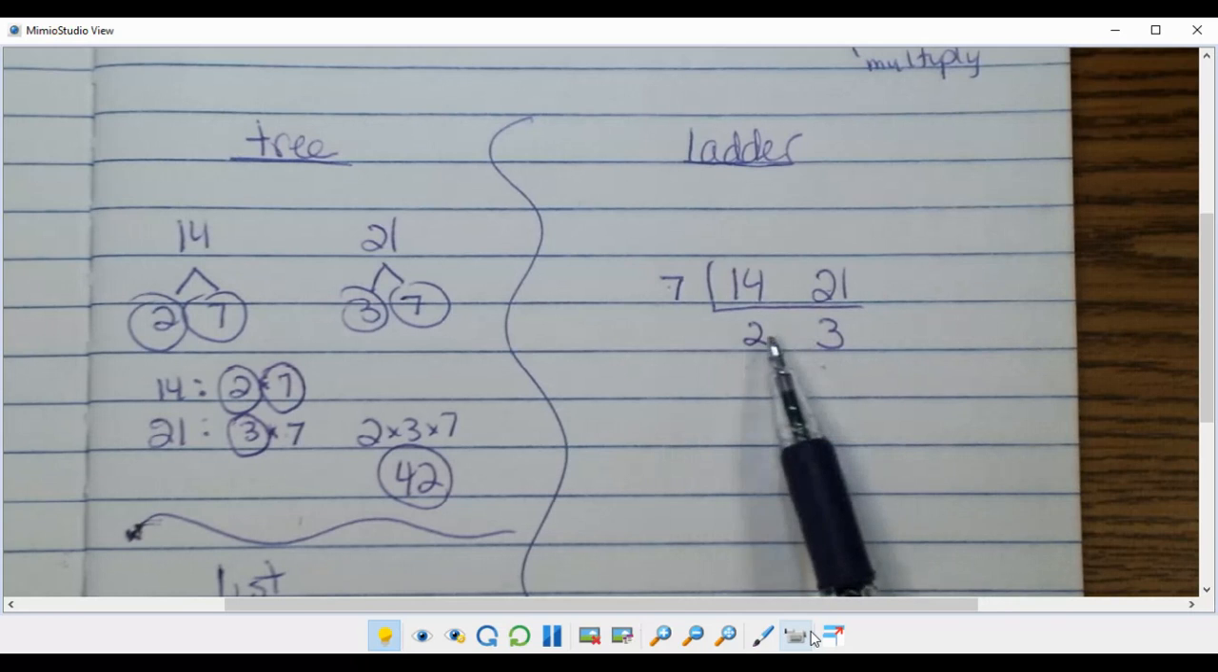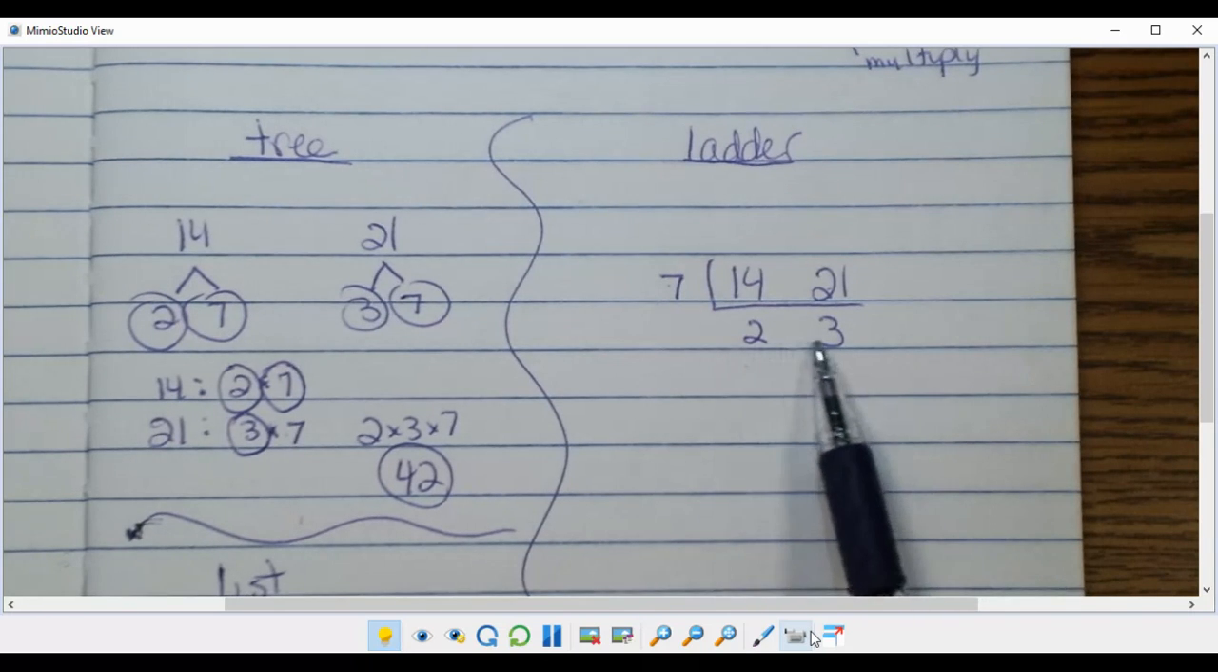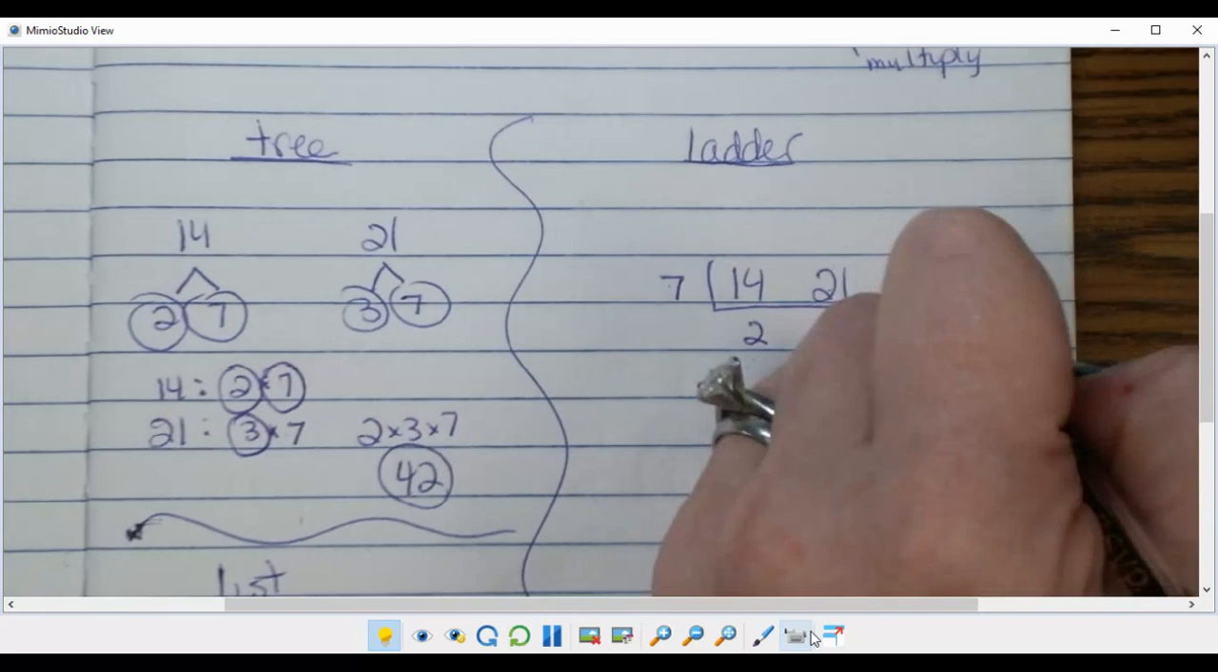Do you remember that vocab word? When there's nothing in common except for a 1? It's 2 words.